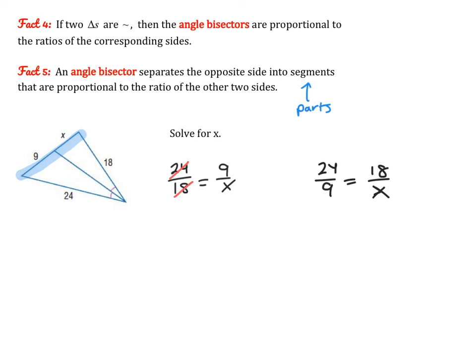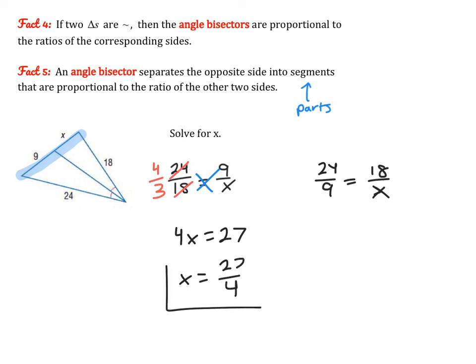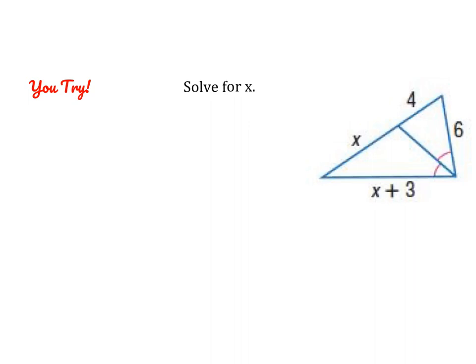Let's start by dividing the numerator and denominator by 6 to simplify, and then we can cross multiply. 4x equals 27, so x equals 27 over 4. So remember, angle bisectors are the only special segments that you can use within a single triangle. You can create a proportion within a single triangle. All right, go ahead and pause the video and give this problem a try.